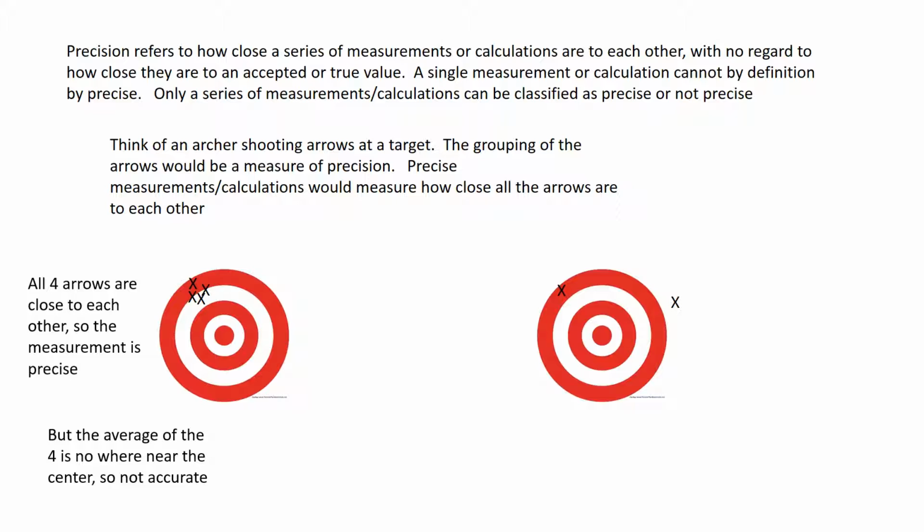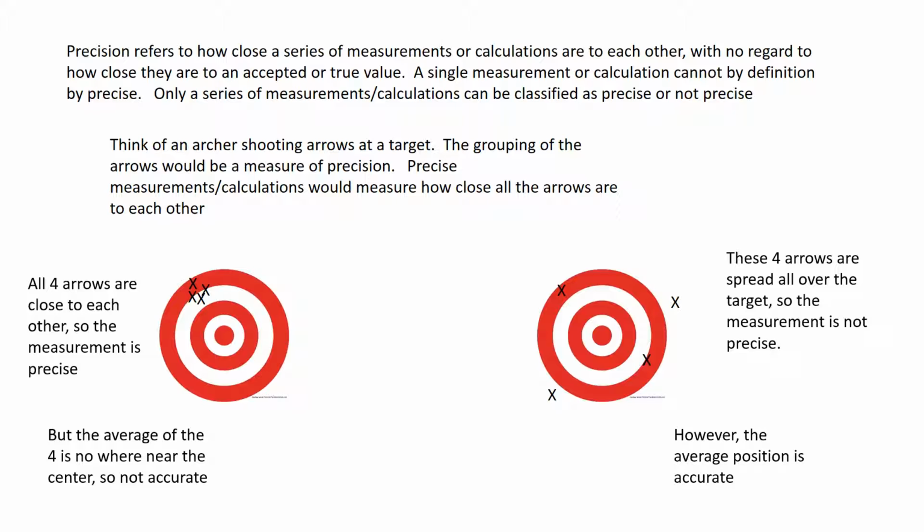Here's another example. Wow, really bad archer here. I've got 4 measurements. They're all over the place. This shows that the measurement is not very precise. However, if I look at the average of these 4 measurements, I'm probably pretty close to the center, so this might be accurate.